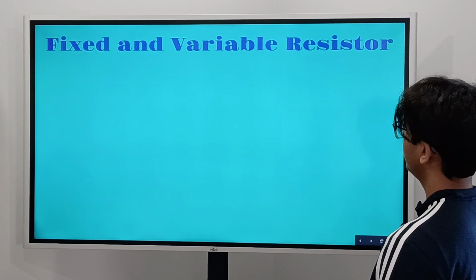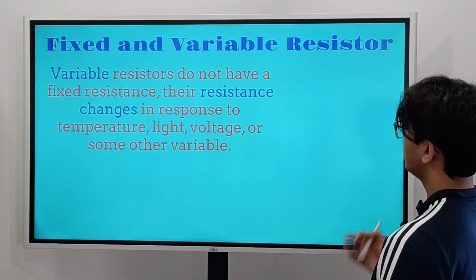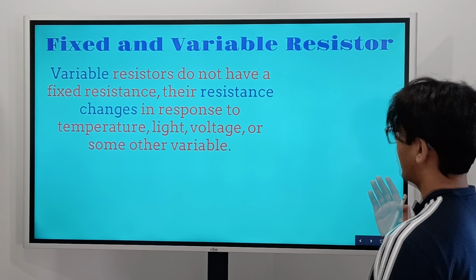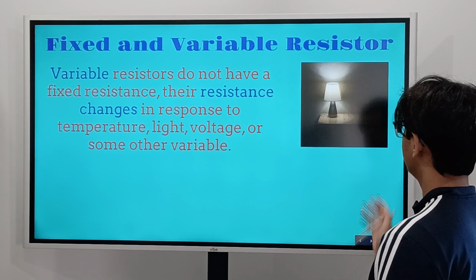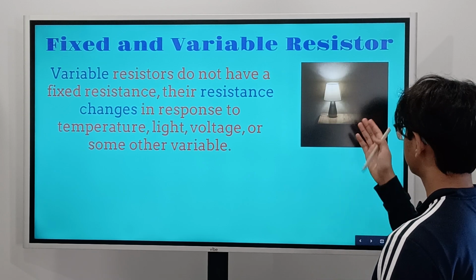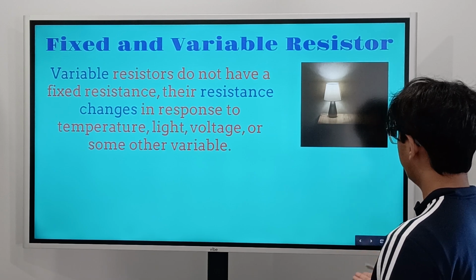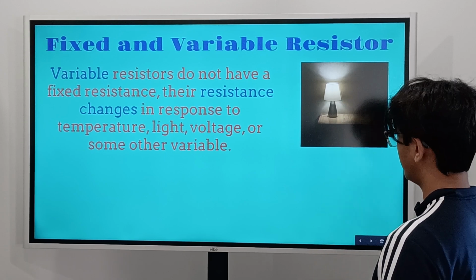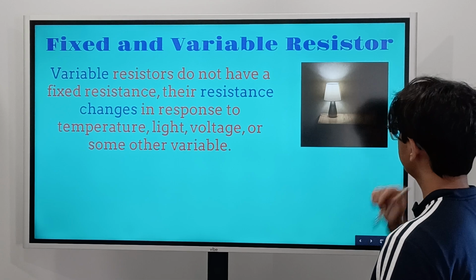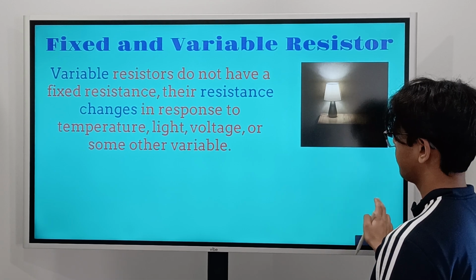And now we're going to talk about fixed and variable resistors. A variable resistor does not have a fixed resistance, and the resistance changes in response to the temperature, light, voltage, or some other variable. Here we're taking an example of an adjustable light for a lamp. If you're able to dim the light or make the light really bright, then you have a variable resistor. Since there isn't a fixed resistance and you're able to change it, that's what makes it a variable resistor.